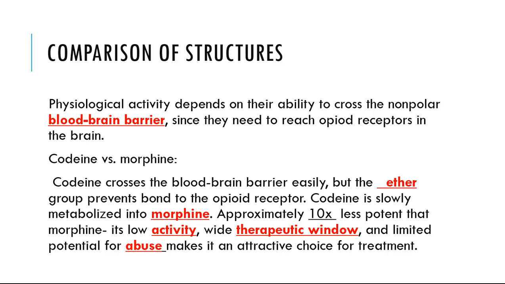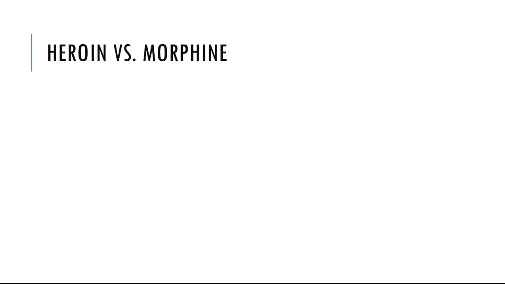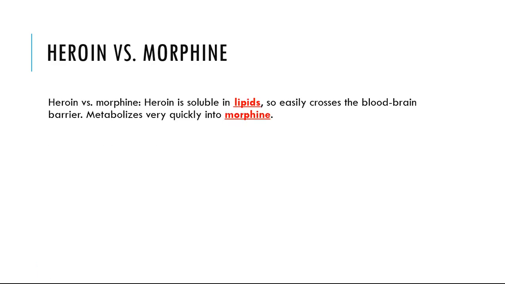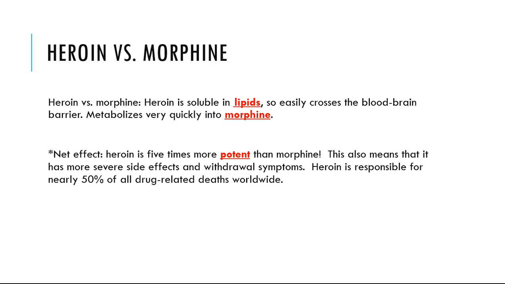It has low activity, a wide therapeutic window, and a limited potential for abuse, so it's a pretty attractive choice for treatment. When we compare heroin and morphine, we made it a lot less polar, so it's soluble in lipids and it really easily crosses the blood-brain barrier. The difference between heroin and codeine is that heroin metabolizes very quickly into morphine, so the effects are much stronger than they would be with morphine or with codeine, which is being metabolized really slowly. The net effect of this is that heroin is 5 times more potent than morphine because it crosses the blood-brain barrier so quickly. And this also means that it has more severe side effects and withdrawal symptoms.